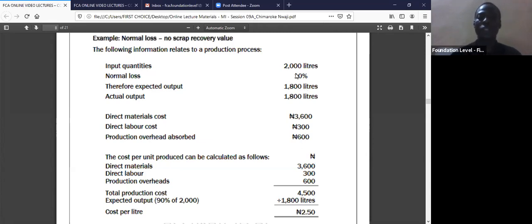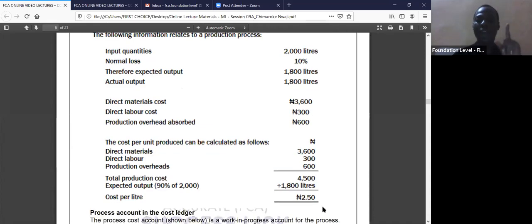And now we said the normal loss is 10% here, which is 200. So we now see, look at the process costs. Are all these here 4,500, and we now said your expected output is 1,800 liters here, and when you divide it into the total cost here, you have 2.5 as your cost per unit. So that is what you use in your preparation of your process cost.